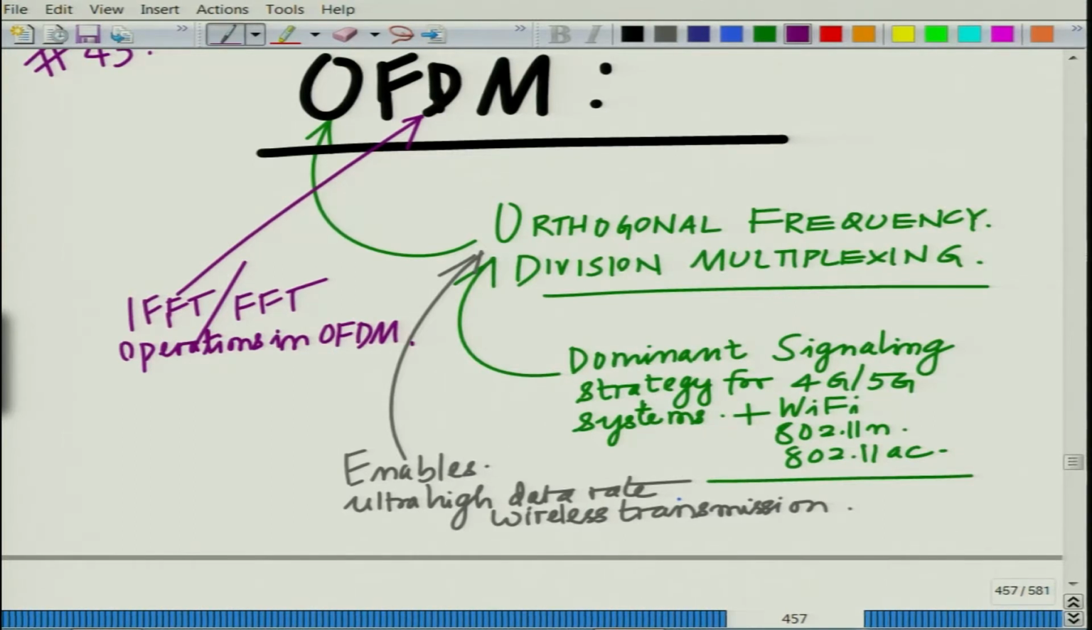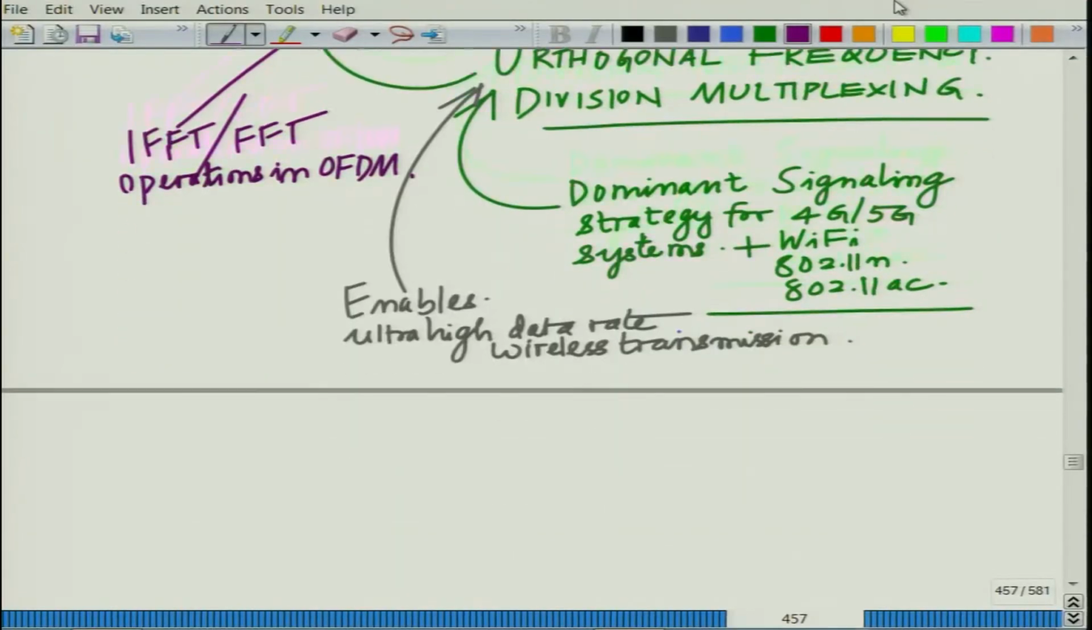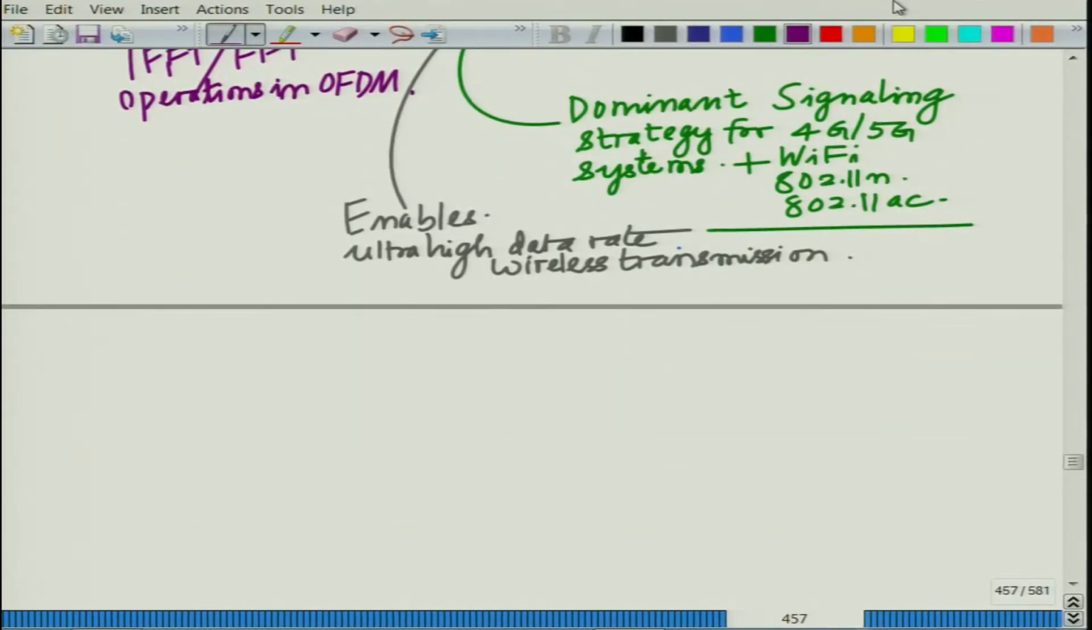And in fact, there is a reason I mention IFFT followed by FFT. Look at it, not FFT followed by IFFT, right. We traditionally think of the fast Fourier transform followed by the inverse, but here, interestingly, it is going to be the IFFT followed by FFT, for reasons that are going to be clear as we go through this module. So, what essentially is OFDM? Right. OFDM, as I already told you, enables ultra high data rates.